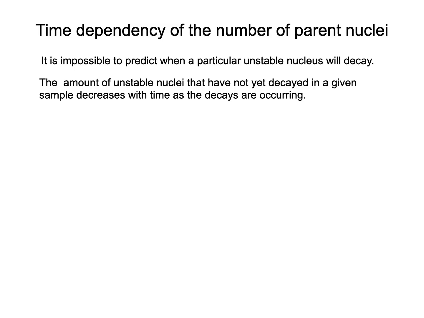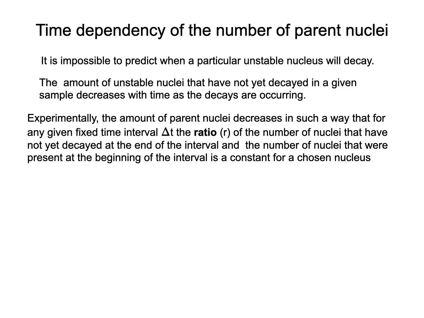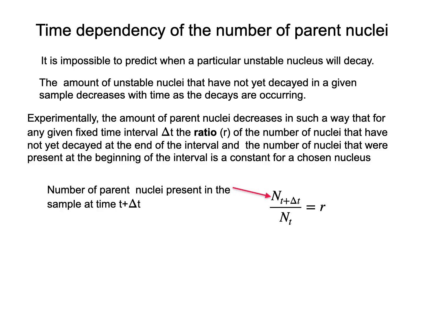Experimentally, choosing a time interval, the proportion of nuclei left at the end of that time interval compared to the amount of parent nuclei that was there at the beginning of the time interval is a constant. Let us use the variable r as this constant proportion. This statement written as an equation looks like this, where the top expression is the number of parent nuclei at the end of the time interval, and the denominator of the fraction is the number of parent nuclei at the beginning of the time interval.